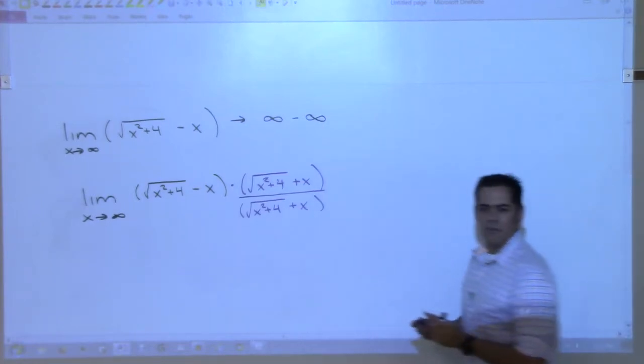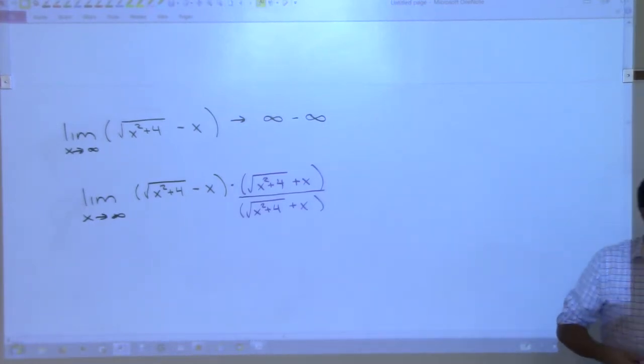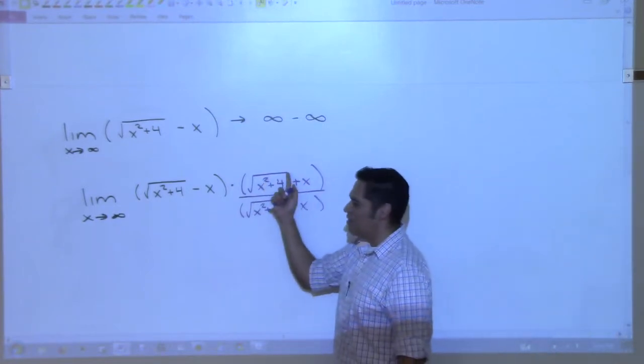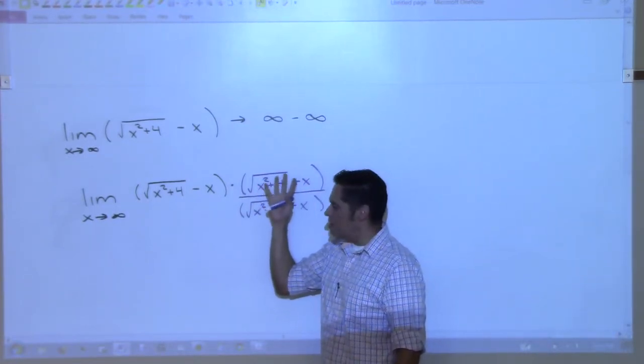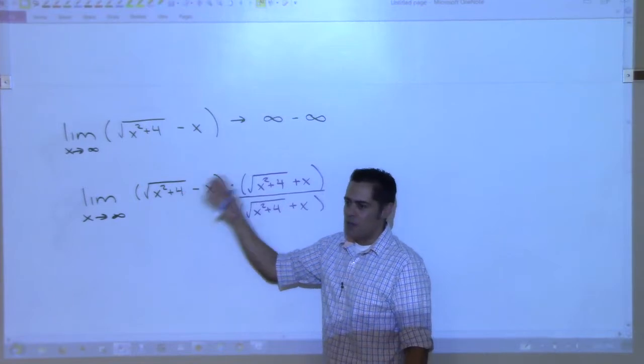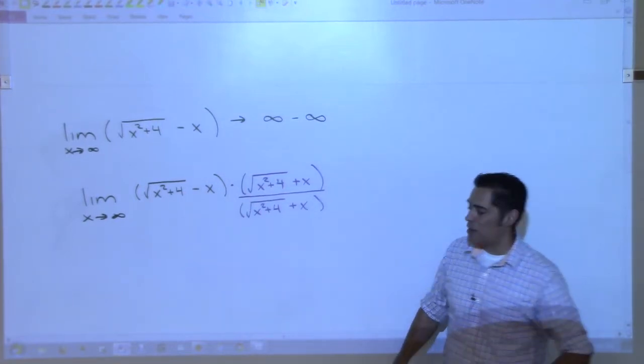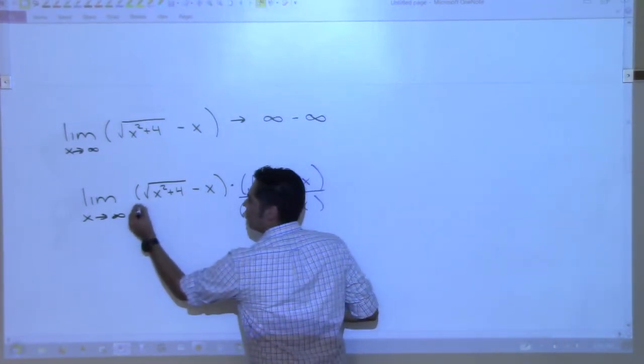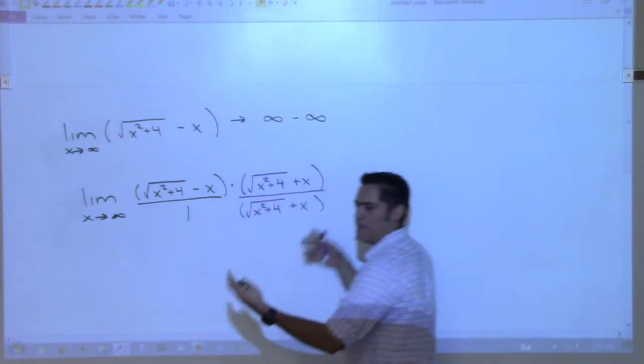Okay, does that seem very strange that I would do that? I introduced the conjugate over itself. So that's really a 1. 1 times anything is still itself. So this is still the same expression. It's just going to look a lot different. Now I'm going to rewrite this as this over 1 just to help me because I'm about to multiply.